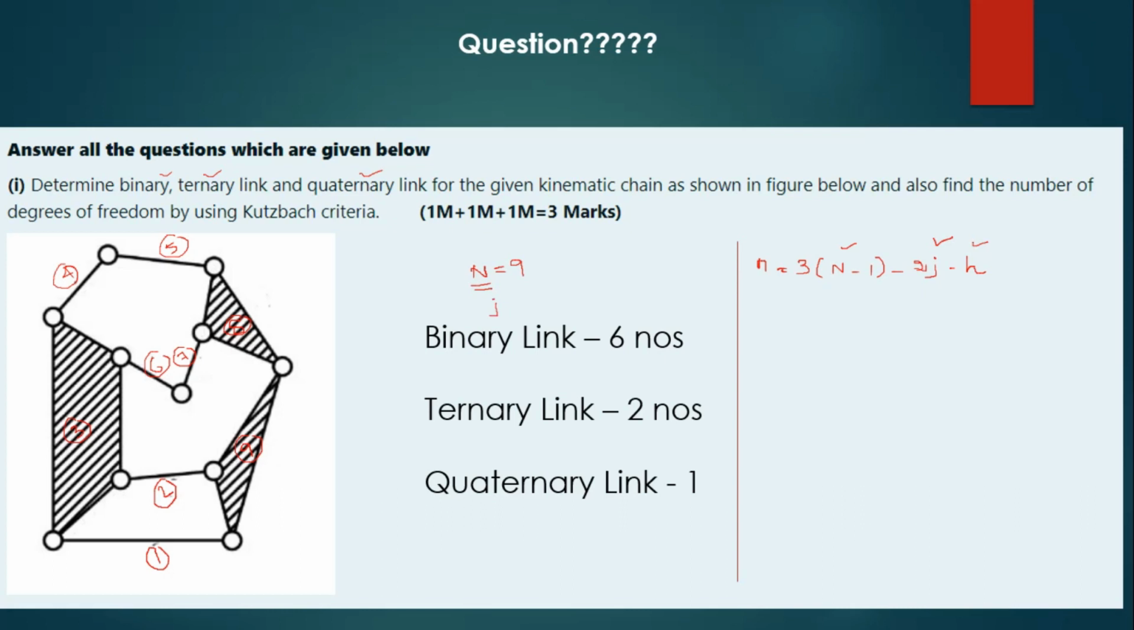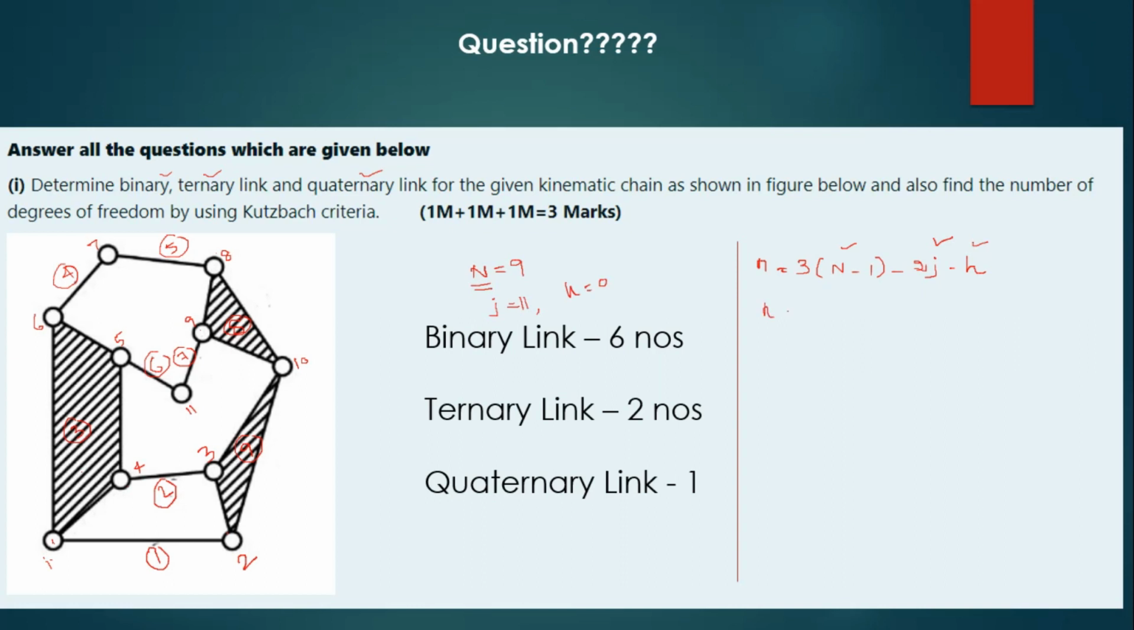Okay, now we are going to calculate j, the number of pairs. How many pairs are there? See, link 1 and link 3 are joined here in this place, this is one pair, right? One pair, 2, 3, 4, 5, 6, 7, 8, 9, 10 pairs are there, right? See, 1, 2, 3, 4, 5, 6, 7, 8, 9, 10. See here, 11 pairs are there totally, right? So j is equal to 11, right? And there is no higher pair, so h is equal to 0.